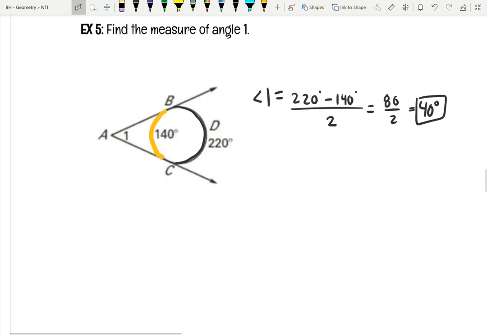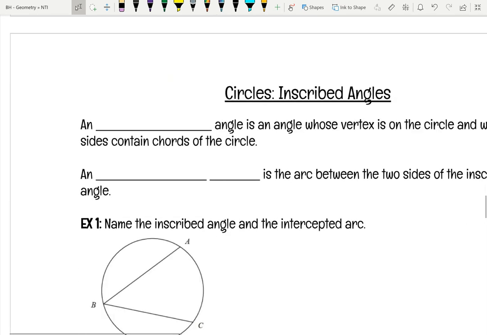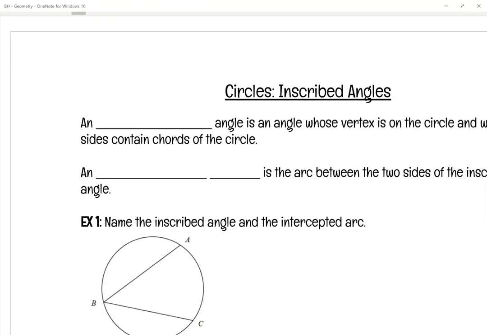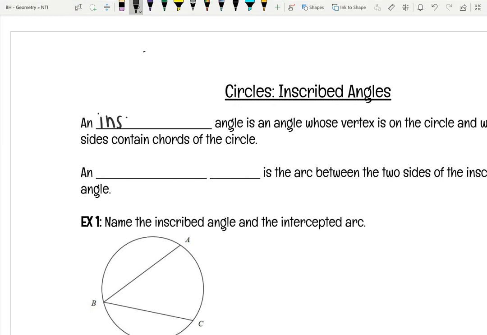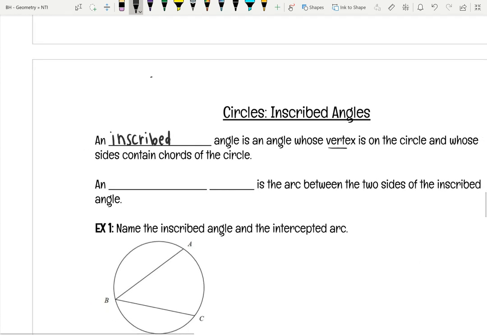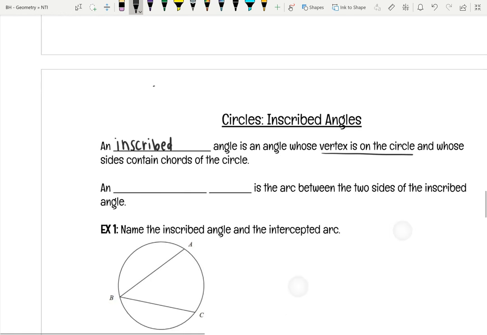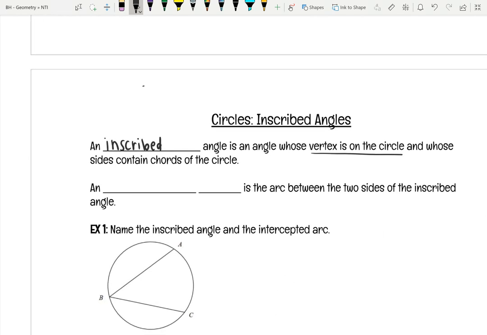So we've got one more type of angle to learn how to solve for. Those are called inscribed angles. So an inscribed angle is an angle whose vertex is on the circle and whose sides contain chords of the circle. So you should remember what a chord is from your last video or your vocabulary assignment. And then an intercepted arc, which we talked about in this video already, is the arc between the two sides of the inscribed angle.